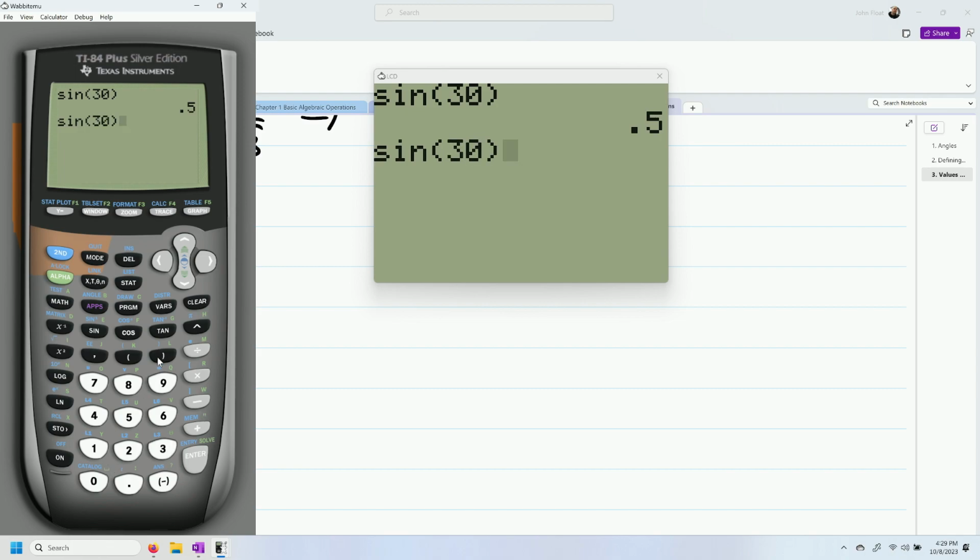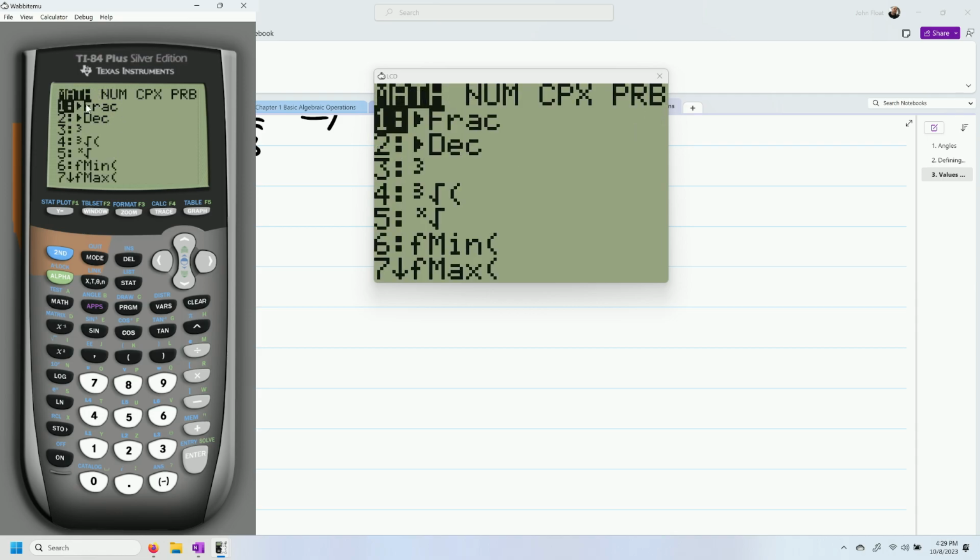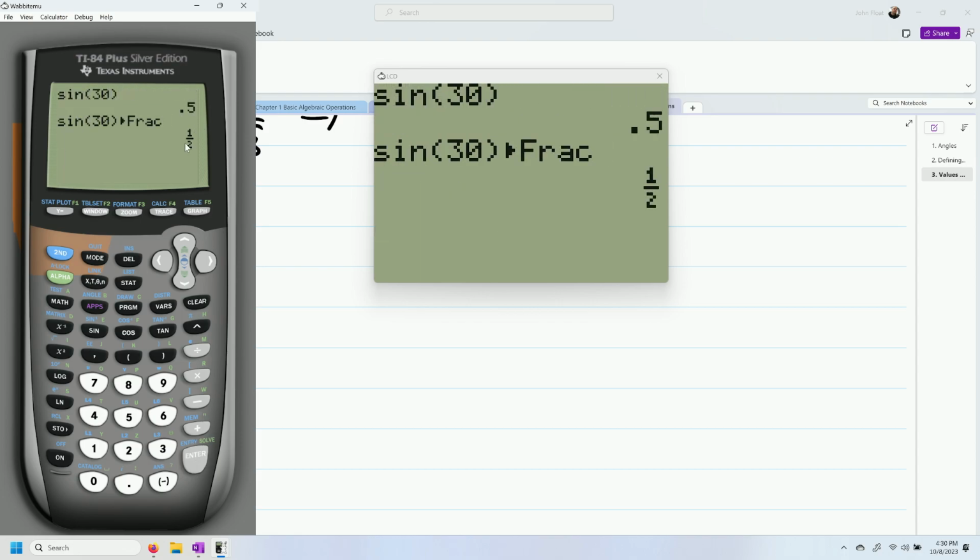All right. Then we're going to hit the math button. And we want option number 1, answer fraction. And notice it gives us 1/2.